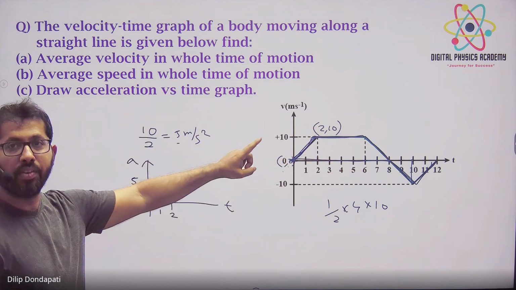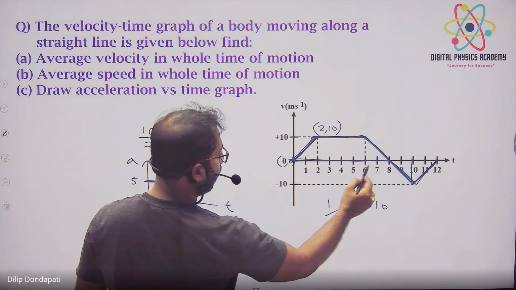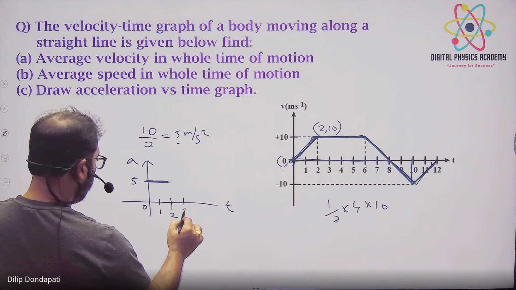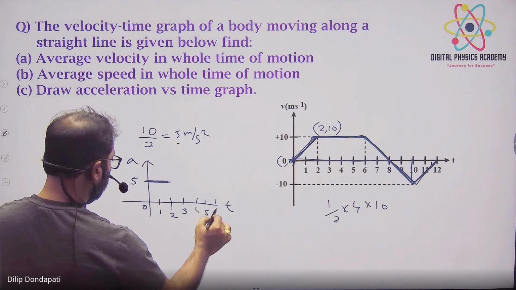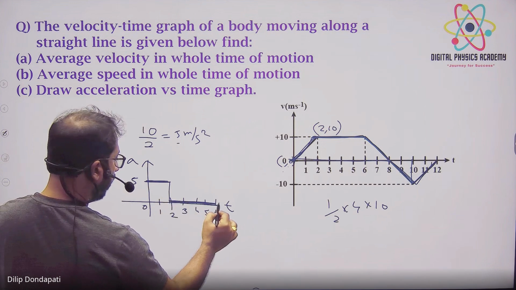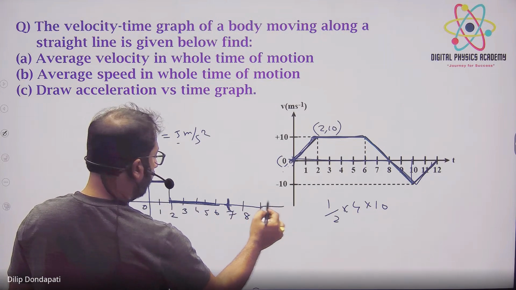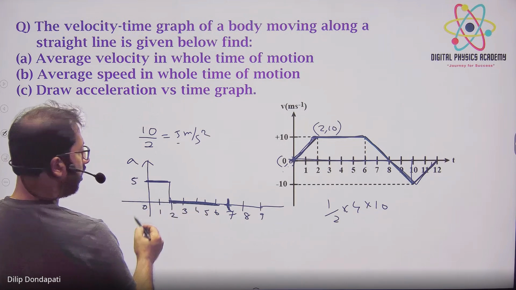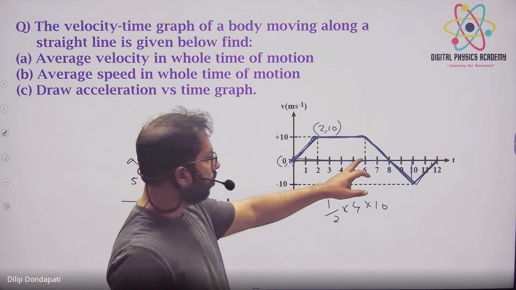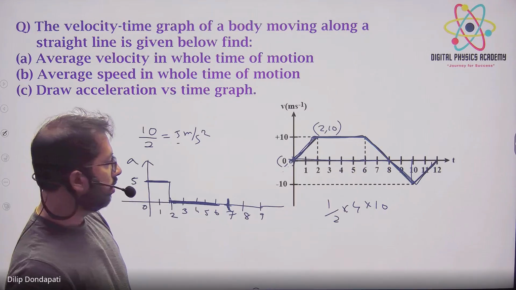Now similarly, what is the slope of this part? 0, right? Do you understand why we are finding slope? Because we need acceleration. The slope is 0 from 0 to 6 seconds. Now next, 6 to 8.